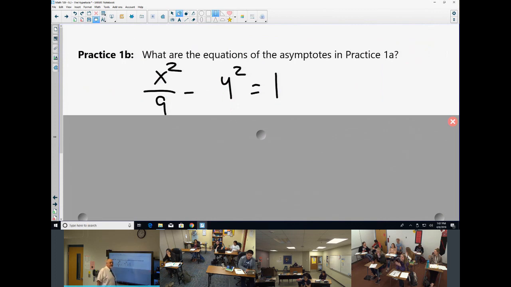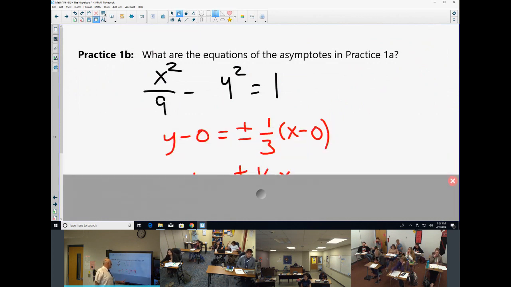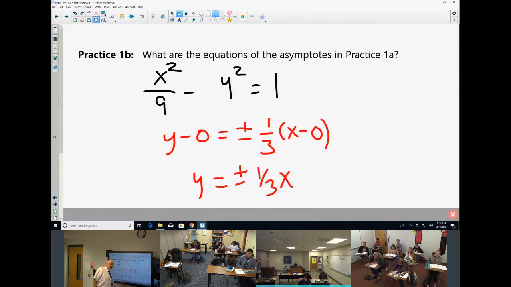All right, Cesario, what do you have? Would it be y equals 1 over 3x? Okay, except just put plus or minus in front of the 1/3, because there's actually two of them. One's going to go this way, the other's going to go that way. They make it like an X. So plus or minus. Any questions on that? All right, good.